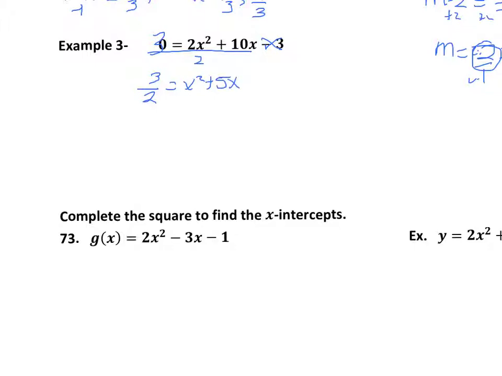Okay. All right. Half of 5? 2.5. But leave it as 5 over 2. Just stick that number over 2. So we're going to add 5 over 2 here. Now what's 5 over 2 squared? 25 over 4. That's what we're adding to both sides.